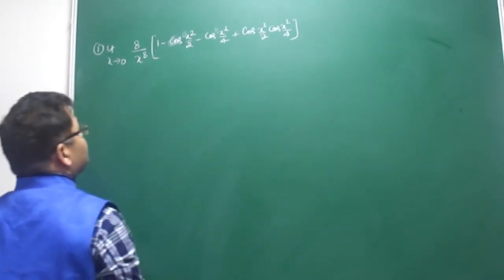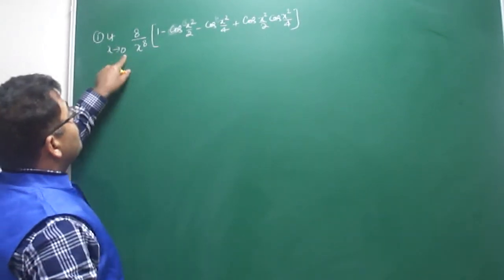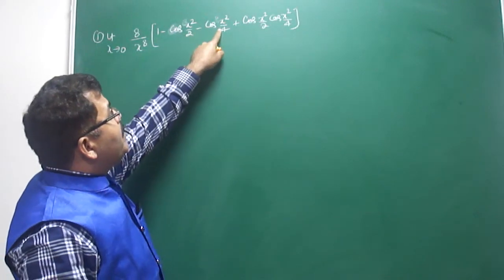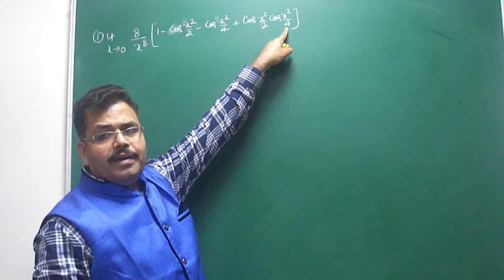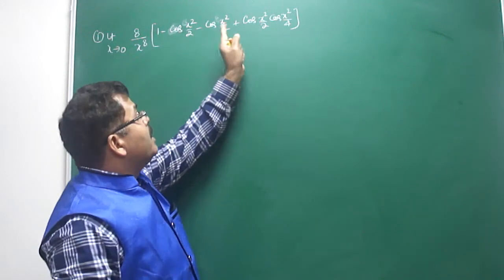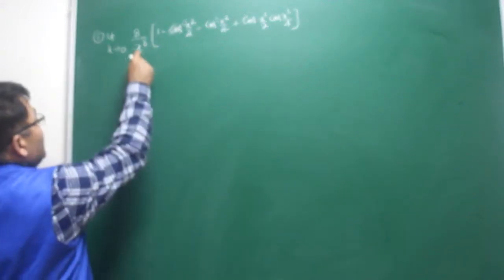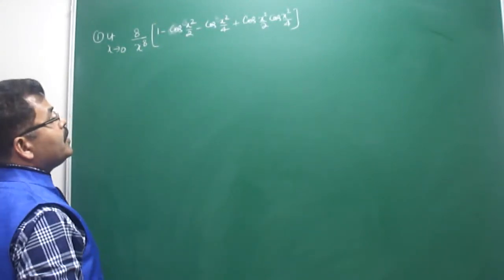This is the question. If I put x equal to 0, then cos 0 would be 1, 1 minus 1 is 0, and here minus 1, and this is 1 and 1. 1 into 1 is 1. So 1 and 1, plus 1 and minus 1, 0. As x tends to 0, it will also be 0.